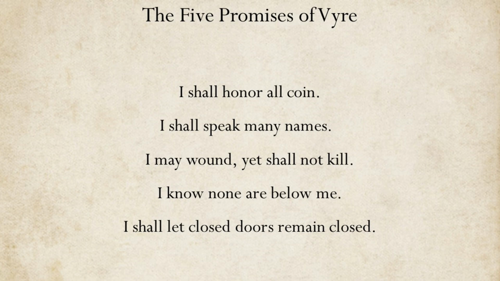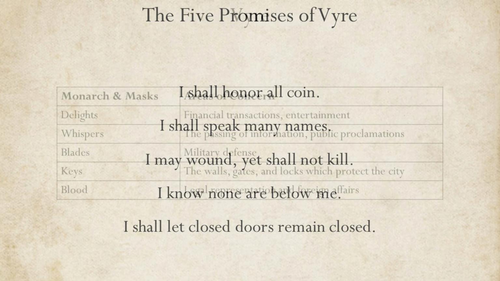"I may wound, yet shall not kill" is the third promise, and instructs the citizenry to leave their enemies alive, so they might pursue vengeance if they choose. This forces people to think twice before engaging in violence, if for no other reason than to make sure that they have very carefully obscured their identity. The fourth promise, "I know none are below me," establishes Vyre's most virtuous cultural trait. Discrimination and prejudice are deeply frowned upon throughout the city. Finally, "I shall let closed doors remain closed" is the promise which states that a person's secrets are theirs to keep, and that dirty laundry is best kept hidden away except in extreme circumstances.